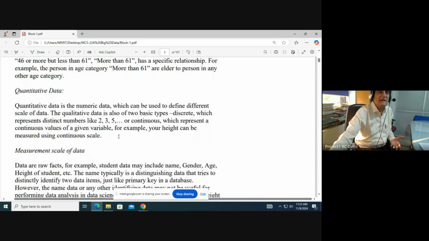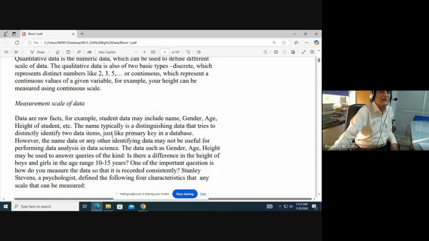Quantitative data is numeric data which can be used to define different values, like two, three, five, etc., for a given variable. For example, your height can be measured using a continuous scale, your thickness, your muscles, and all these things can be done. Data, measurement of scale of data.